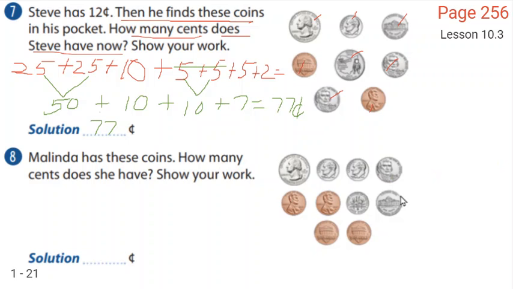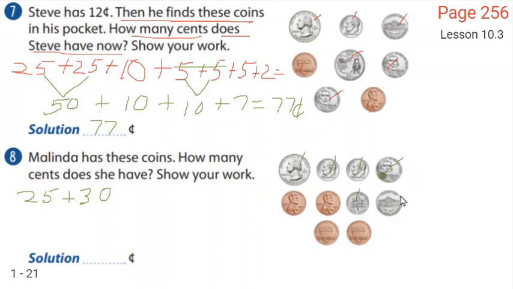Okay, welcome back. Again, we have a quarter, dimes, nickels, and pennies. So 1 quarter, that's 25. Then 1, 2, 3 dimes: 10, 20, 30. I counted by tens to do that.